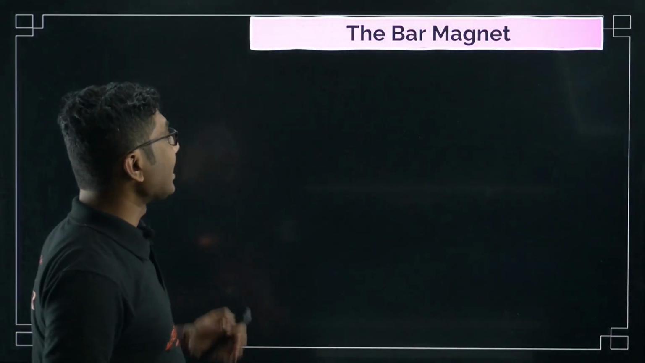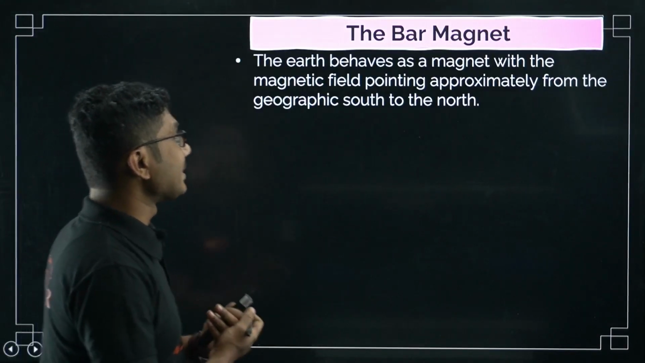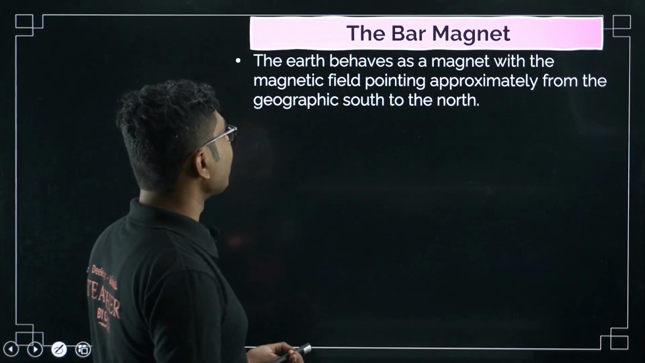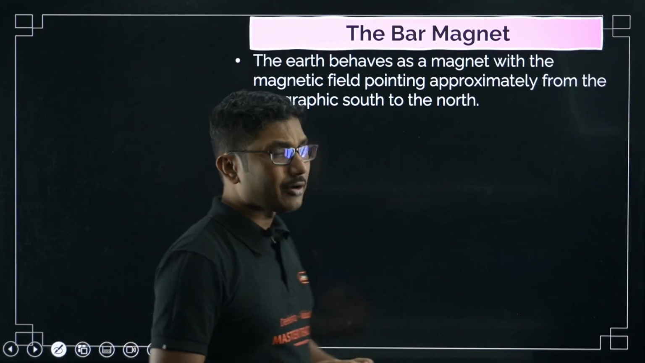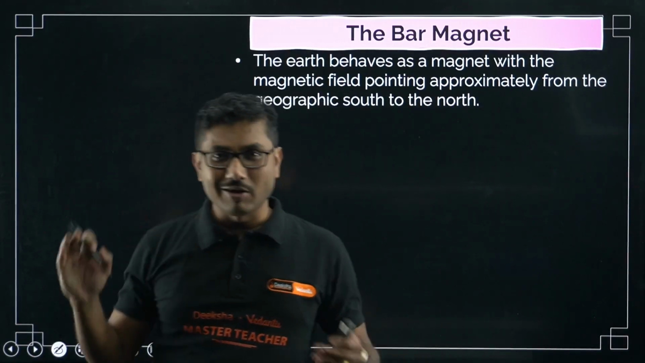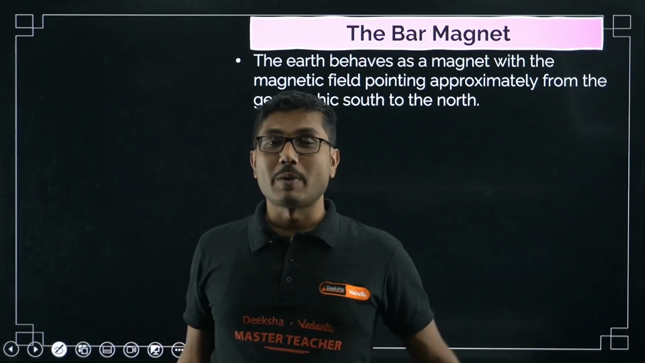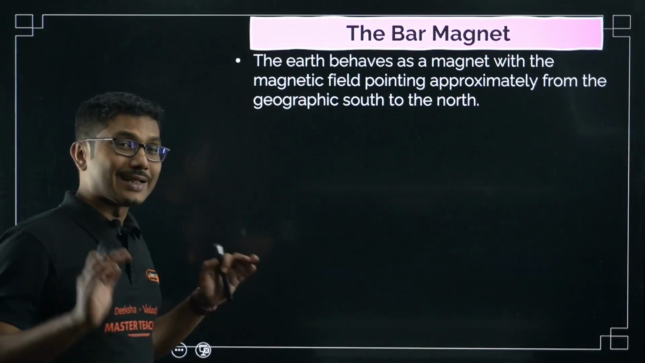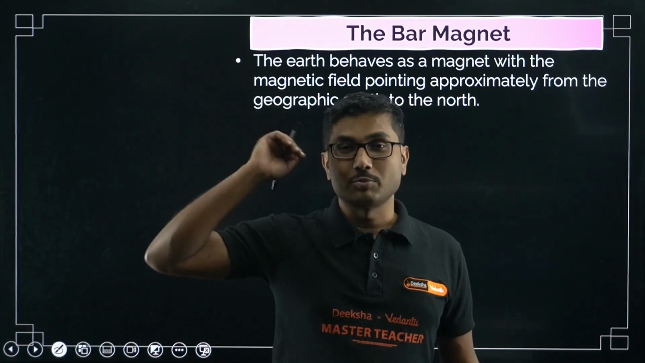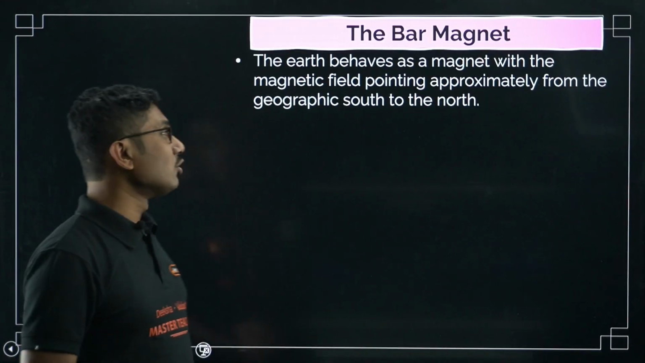So first we will start with the bar magnet. The Earth behaves as a magnet with the magnetic field pointing approximately from the geographic south to north. So approximately it starts from the south pole and goes towards the north pole. It is not exactly like that; there is a slight angle associated with it, but those parts are not in the syllabus. So we will assume that in the ideal world the magnetic pole of the Earth is located exactly at the north pole and south pole is located exactly at the south pole.